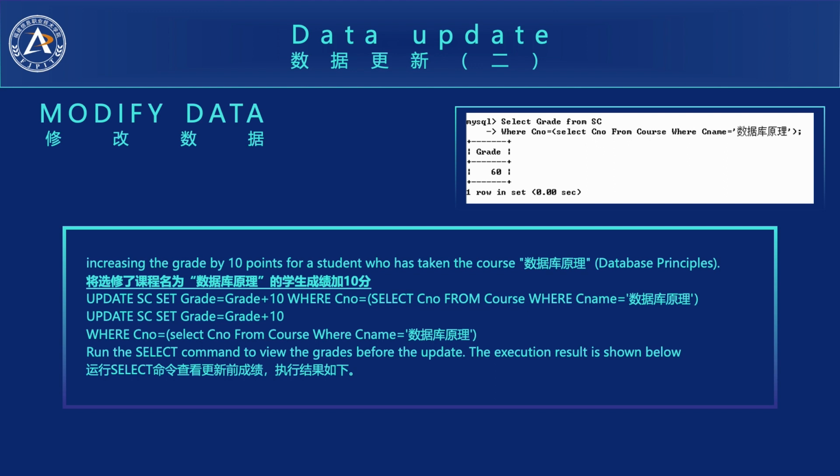In the above statement, the where clause uses a subquery. The subquery retrieves the course number NO from the course table where the course name is Shulju Kuyanli. The course number is then passed to the outer update statement, which modifies the grades of the students who have taken that course in the SC table, increasing them by 10 points.